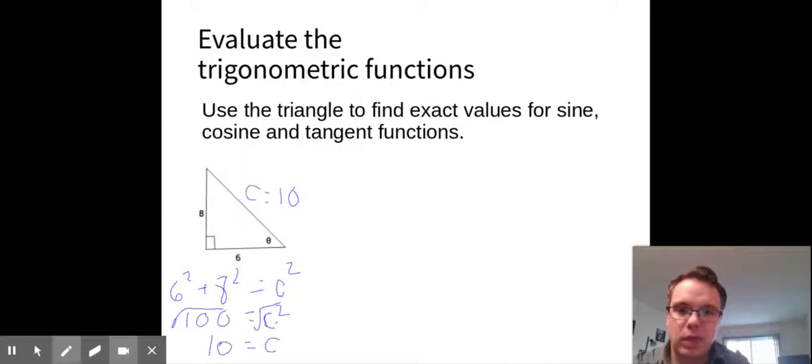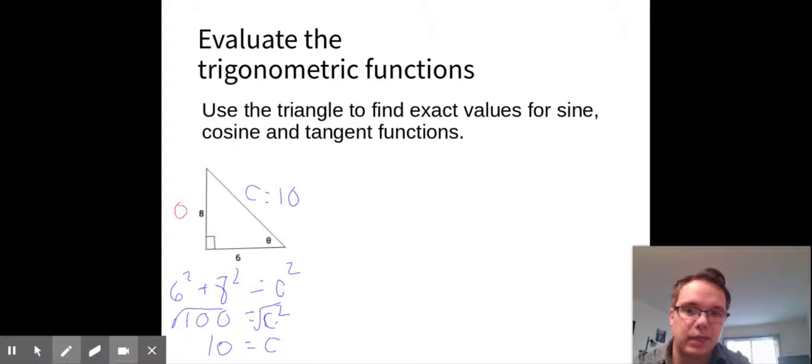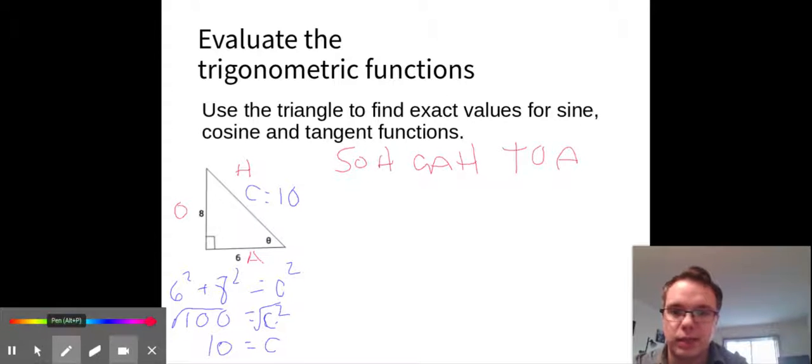All right. So now that we have the lengths of all three sides, let's go through and label each side as it is related to our angle. So our angle theta is down here. So 8 is the side that is far away, or our opposite side. 6 is the side that touches our angle, so it is our adjacent. And c is our hypotenuse. All right. So we're going to use the word SOHCAHTOA to find the exact values for sine, cosine, and tangent.